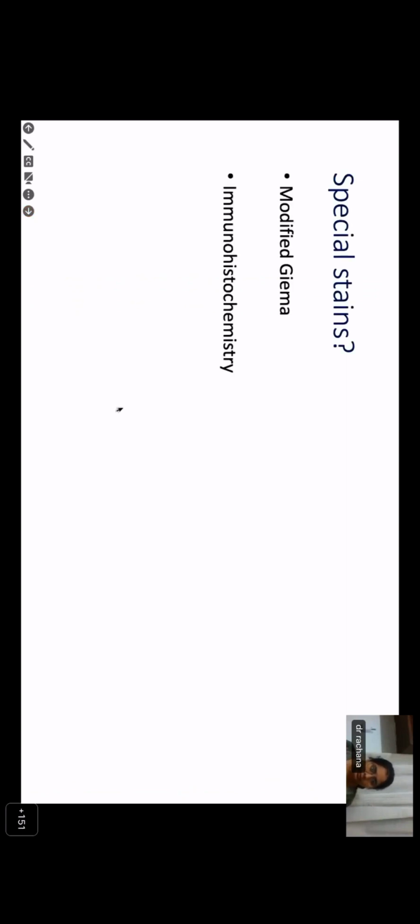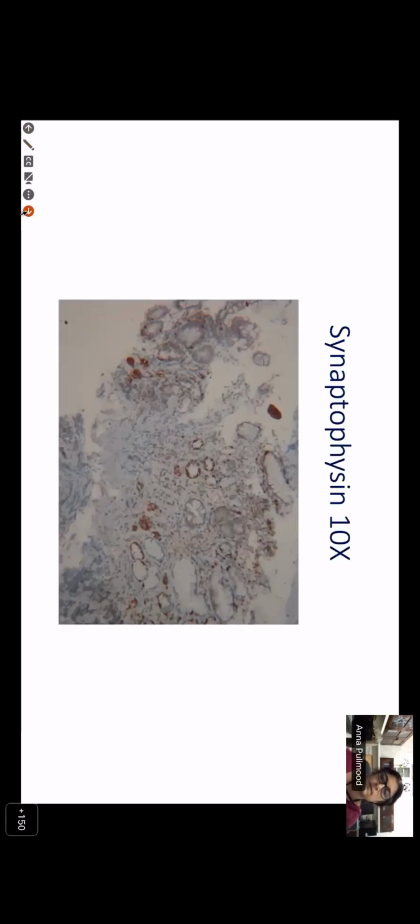Now, if you ask me, I would do a modified Giemsa because I would definitely have to rule out H. pylori associated gastritis. We have to rule out that H. pylori is the cause, so we will do a Giemsa stain even though there is no activity. And the next thing is, because of those nests of cells, I feel they look like neuroendocrine cells. So I will order a synaptophysin.